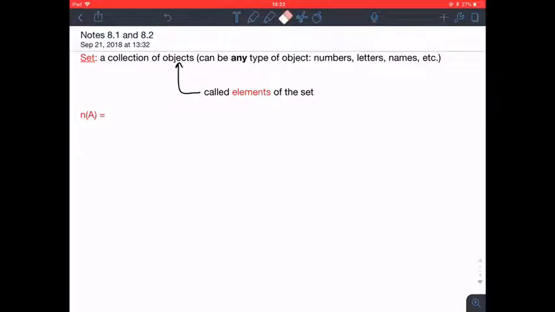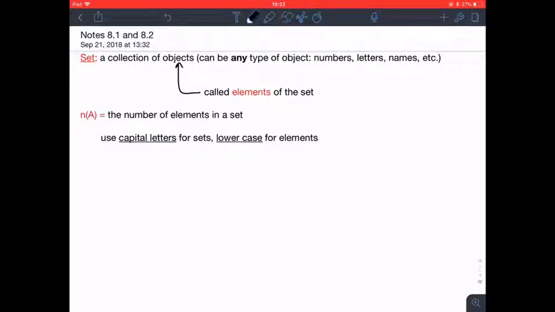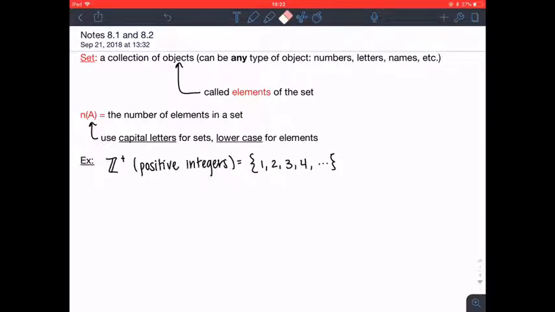Now, in order to see how many things are in a set, we use this notation right here, n(A). And what that means is just the number of elements in a set. As you can see, we have a capital letter for A. That is how we use letters to name sets. So we use capital letters for sets, and we use lowercase for elements or objects within that set.